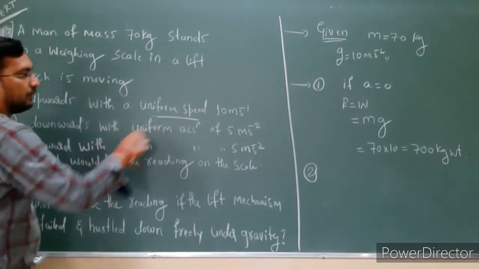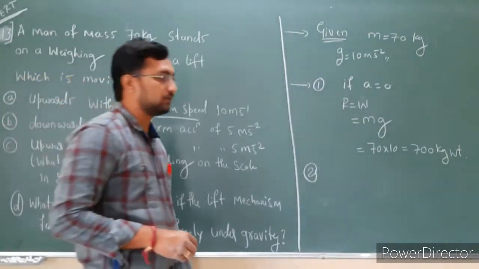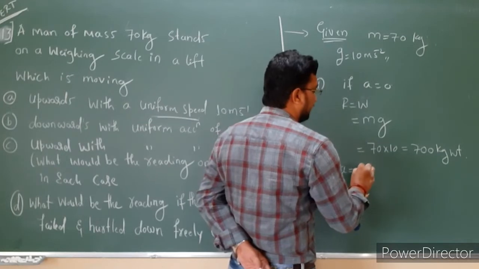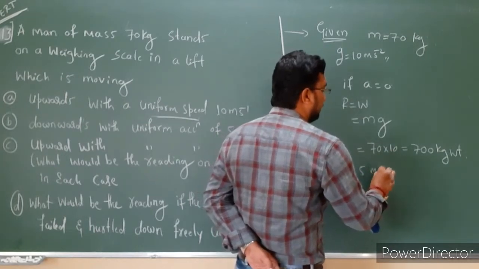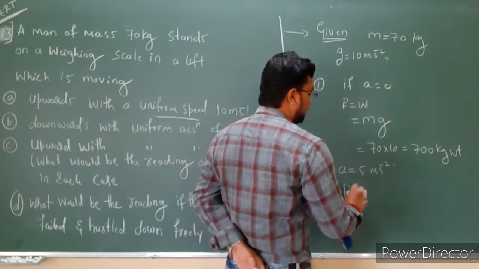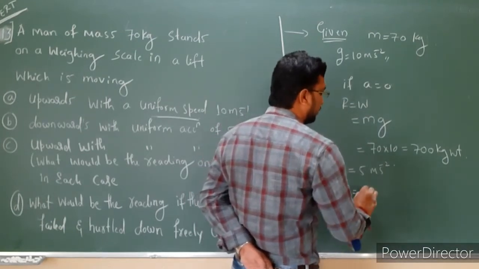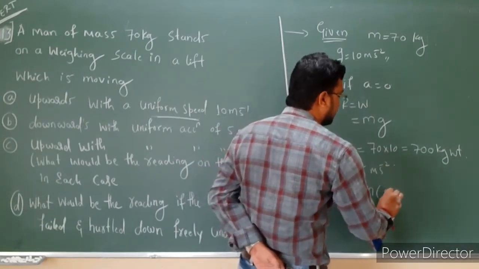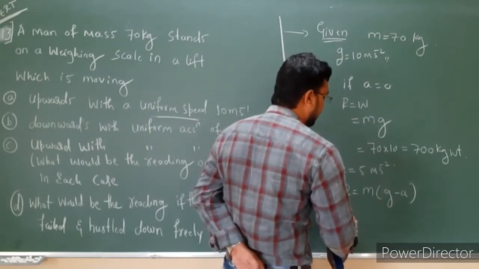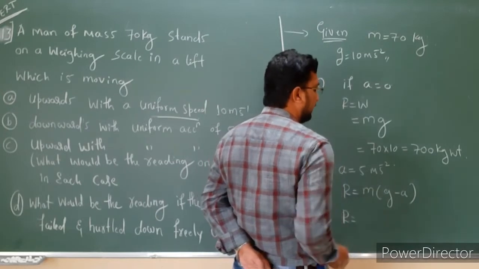Downwards with a uniform acceleration of 5 meter per second square. So in this case, the lift is moving in the downward direction with the acceleration 5 meter per second square. See here, the apparent weight R is equal to m bracket of g minus a.